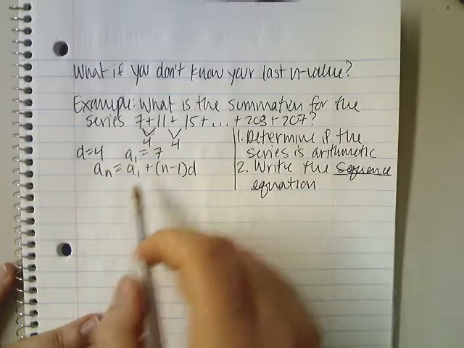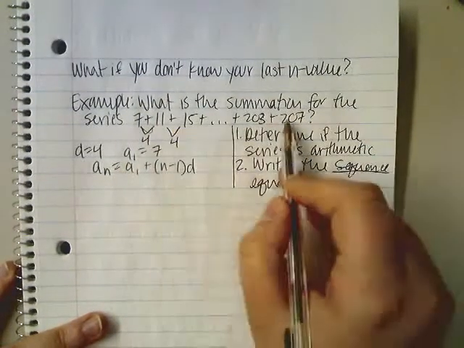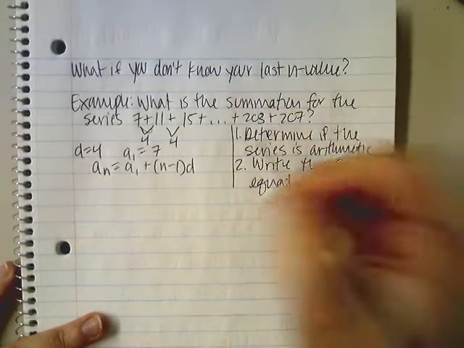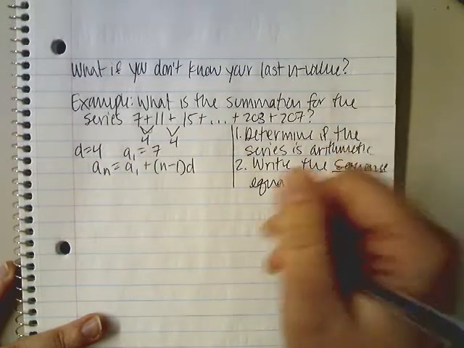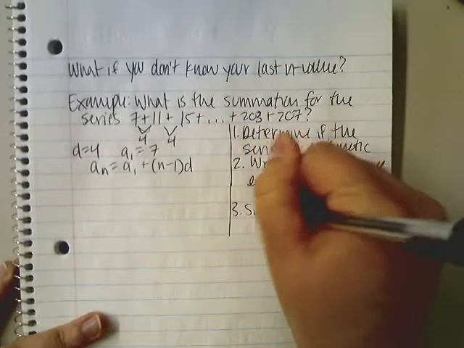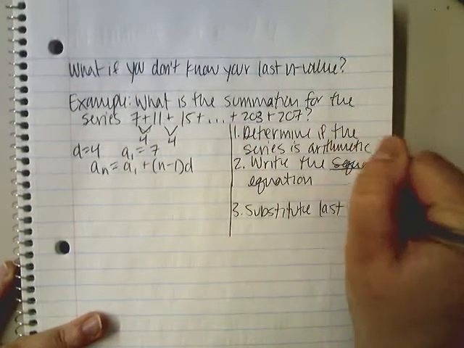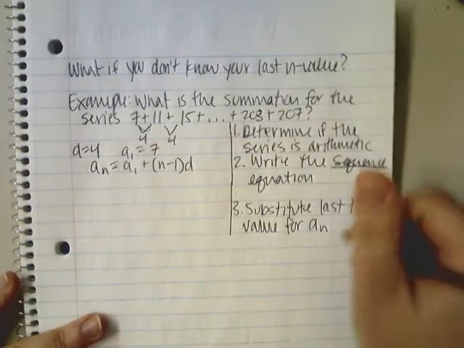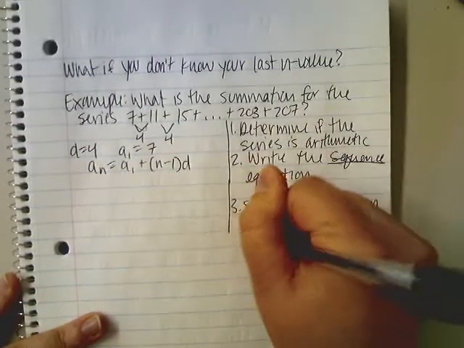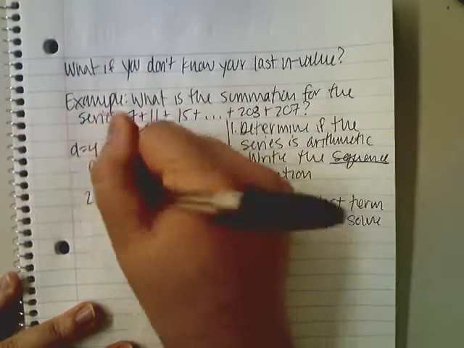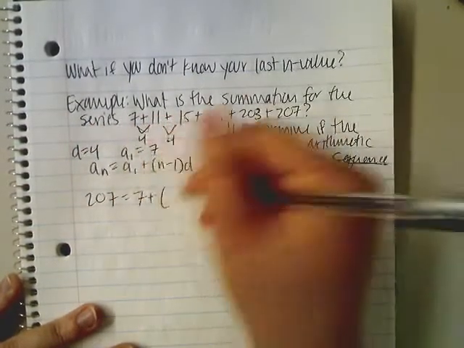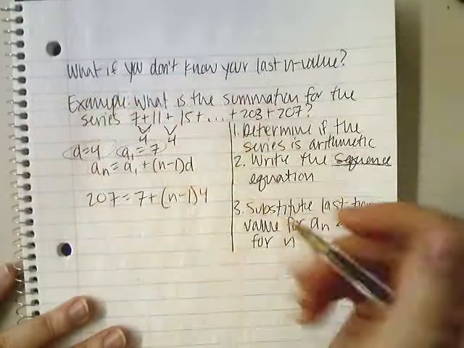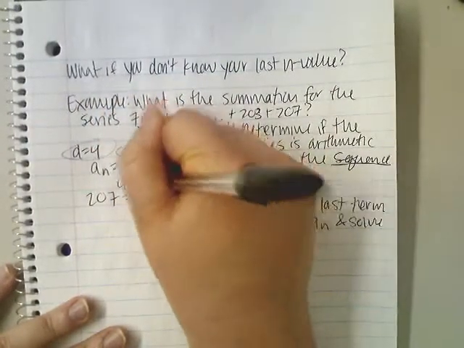So then I'm trying to figure out my n value again, because I need to know n in order to use my summation formula. Lucky for me, I know the value of the nth term, or the last term in the sequence, so I'm going to substitute the last term value for an, and then solve for n. So I have 207 equals 7 plus n minus 1 times 4. I plugged in my a1 value, and I said an is going to be 207.